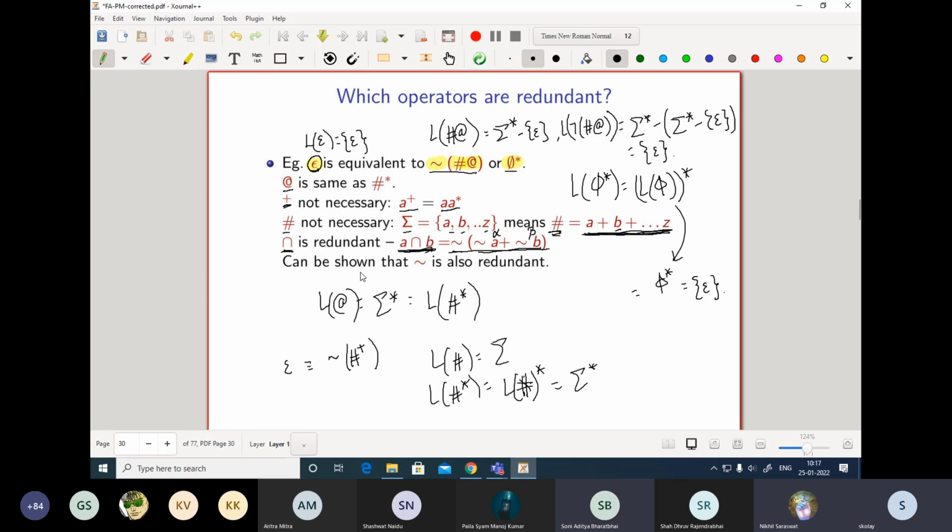Ma'am, can you explain how phi star is equal to epsilon? Phi star is equivalent to epsilon. So this is phi, the null set, right? Yes, this is the null set. So if I take the null set and put the asterisk operator, what is the resulting set? Empty set starred with itself.